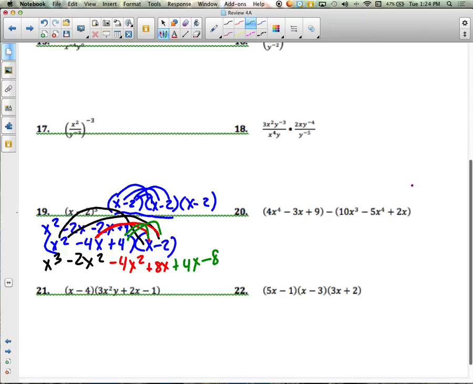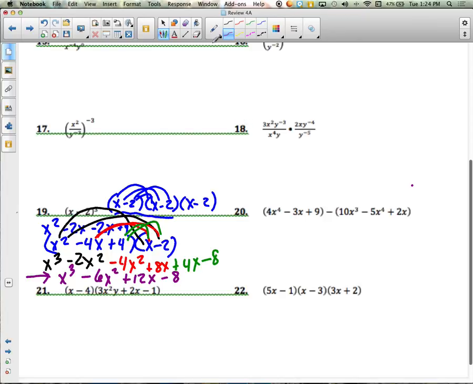And then once you've done that, we'll combine our like terms. The x cubed does not have a like term, so it'll stay x cubed. Negative 2x squared minus 4x squared is negative 6x squared. 8x plus 4x is 12x. And then minus 8. Alright, that's your final answer.